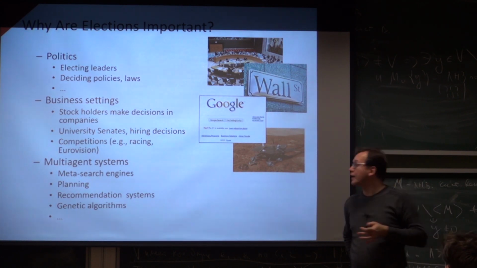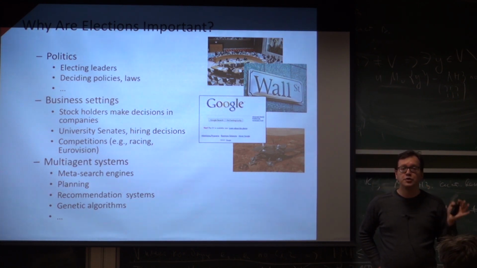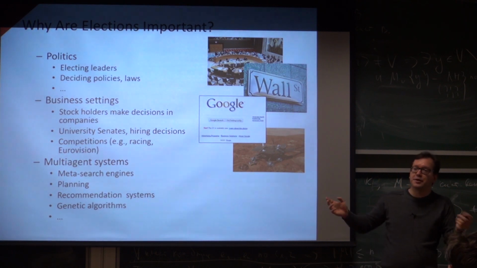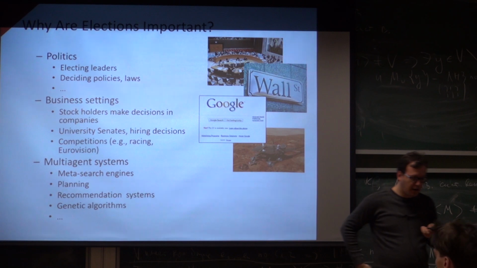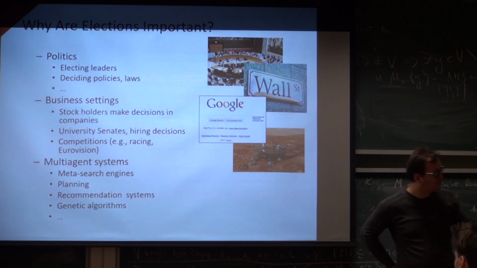This is also where this theory of voting is usually published. So multi-agent because there are different entities that have preferences that they can act together.